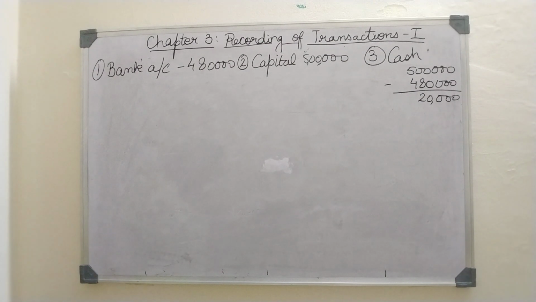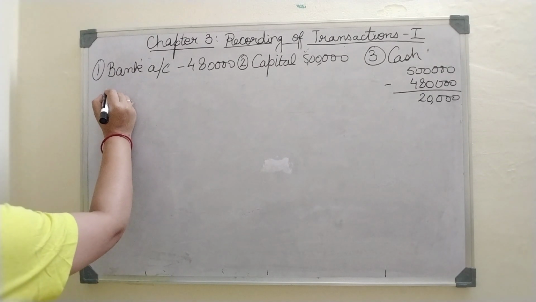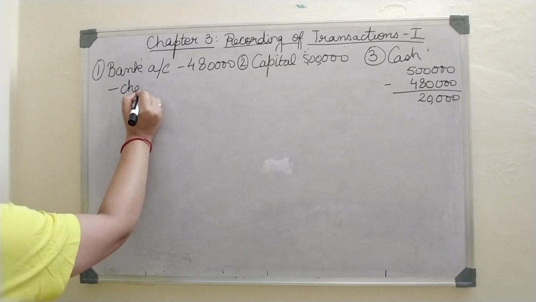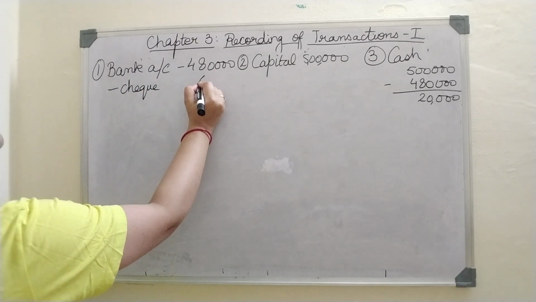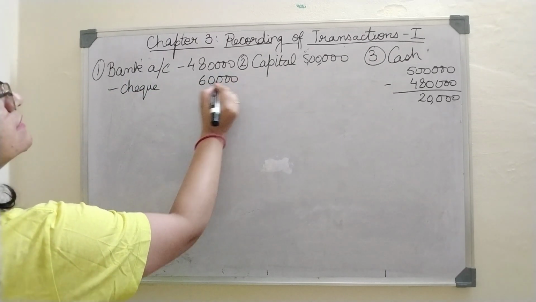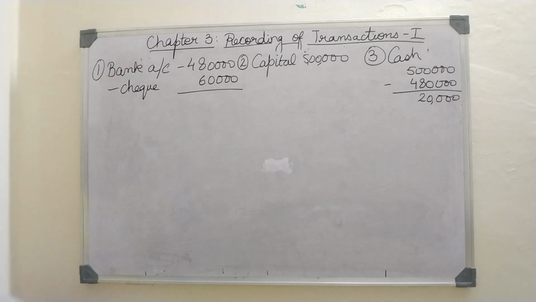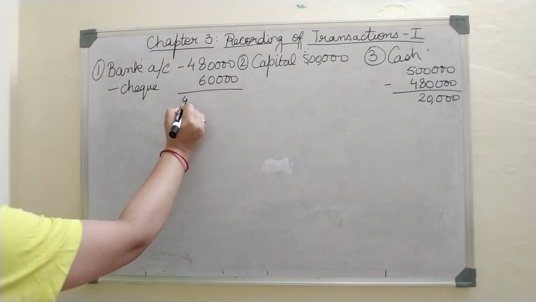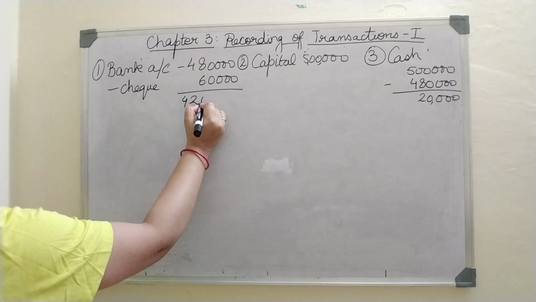Bought furniture for 60,000 and check was issued on the same day. So furniture is bought for rupees 60,000, meaning check is issued, right? So check is issued from bank. So less 60,000. So it comes to 4,20,000.